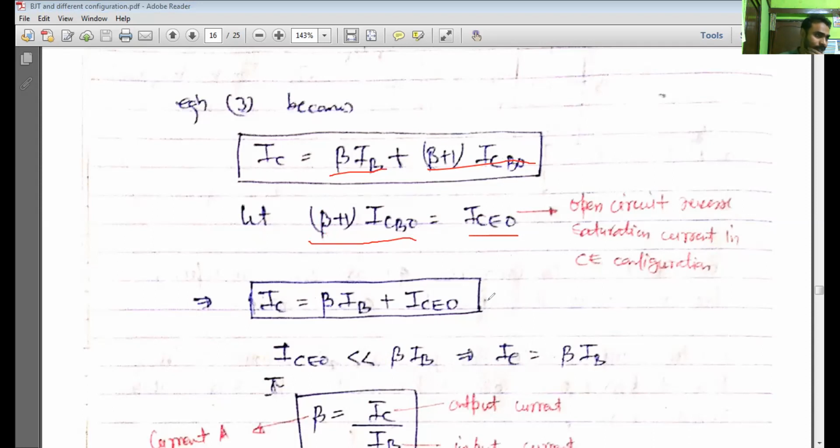This is a reverse saturation current, in the order of a microampere, and IB is in the milliampere, so it will be very small. So I can just neglect that. If I neglect that, you can see that IC becomes beta IB.